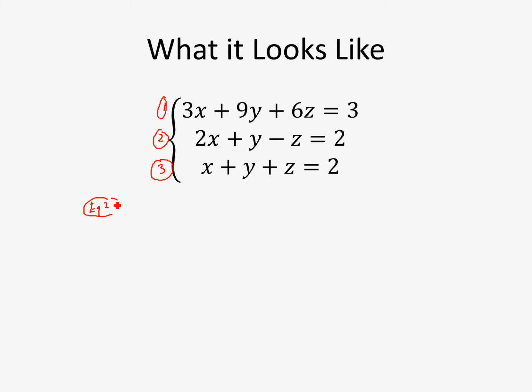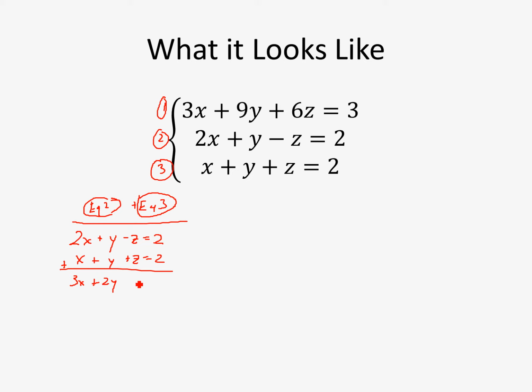So let's take equation 2 and equation 3, and let's add those together. That will eliminate z for us. I don't have to multiply them by anything; I can just leave them as is. If I add these two equations, I'm going to get 3x plus 2y. The z's are gone, and that's going to equal 4. I'm going to call that equation 4. Now let's go off to the side, and we'll leave that there for a moment.